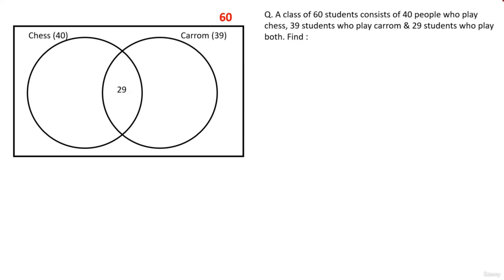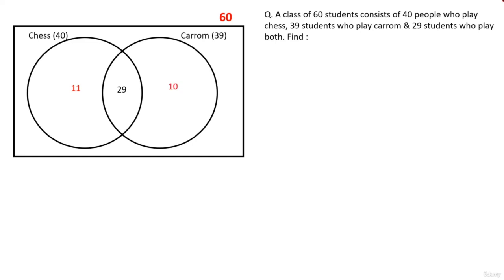Now, guys, understand in this question, it is given that 40 people play chess. Usme se 29 people are given to play both of the games, right? How many people play only chess? That will be 40 minus 29, right? That is nothing but 11. Similarly, the people who play carom 39, usme se 29 play both of them, right? So the people who play only carom is 39 minus 29, 10.